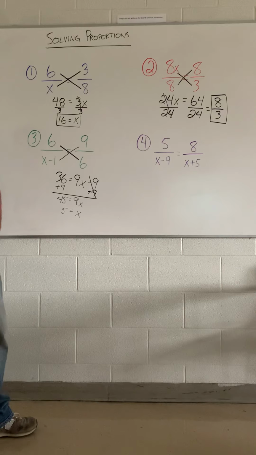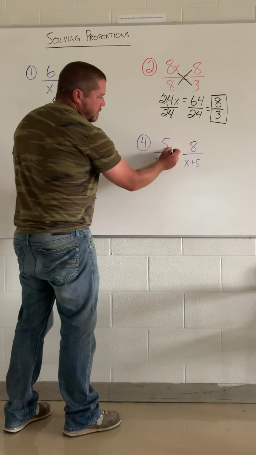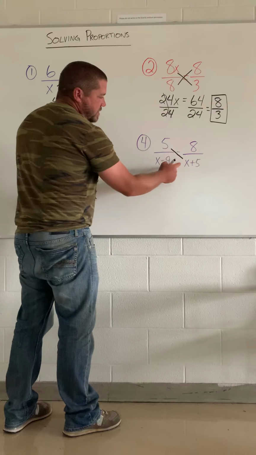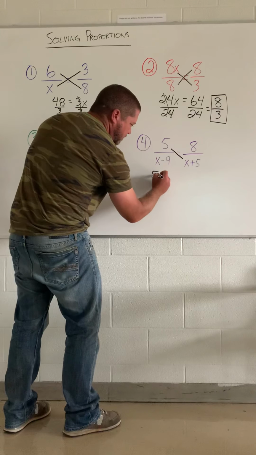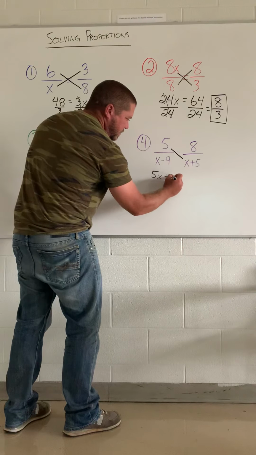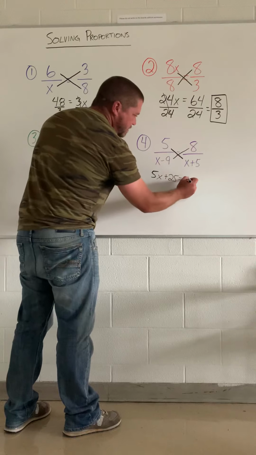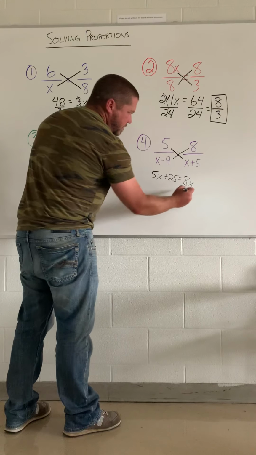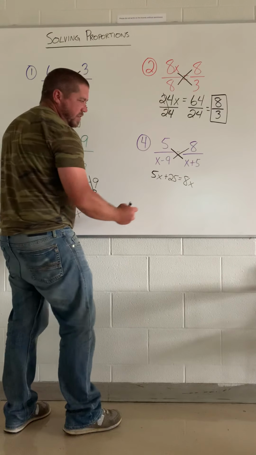All right, number 4, same thing, cross multiply. 5 times x, 5 times 5, set it equal to 8 times x, and 8 times -9.